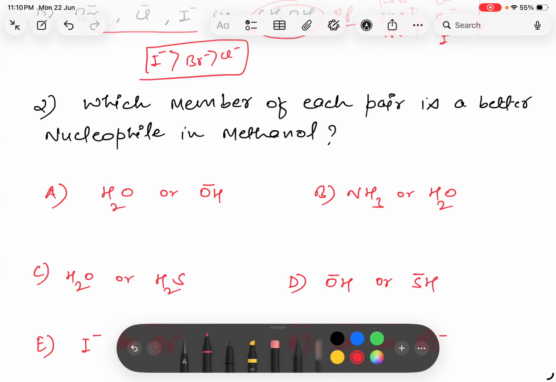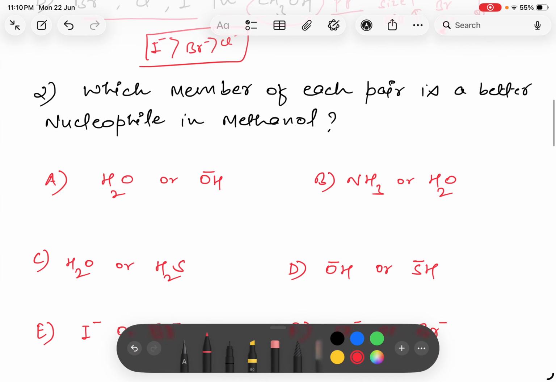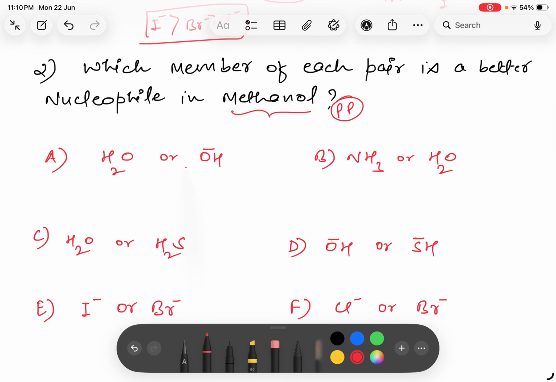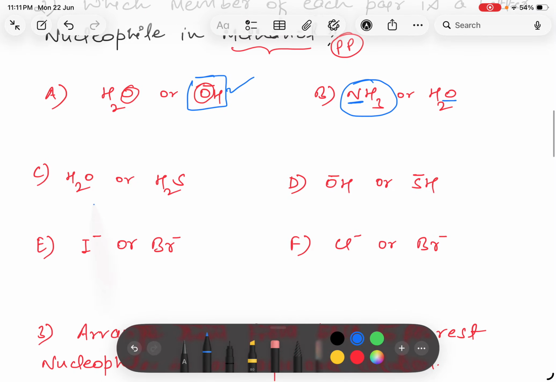Which member of each pair is a better nucleophile in methanol? Methanol is a polar protic solvent. So OH minus and H2O, same donor atom, oxygen, oxygen. You know that a negative charge is a stronger nucleophile, so this one would be the stronger nucleophile. Here nitrogen and oxygen, you know that low electronegativity, better nucleophilic strength, so nitrogen is a better nucleophile. Oxygen and sulfur, polar protic solvent. Size increases, nucleophilicity increases. So H2S is a better nucleophile.